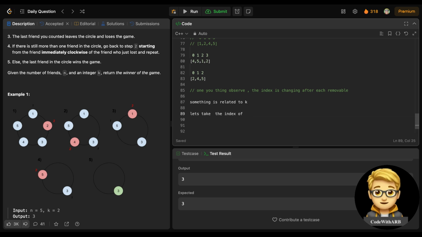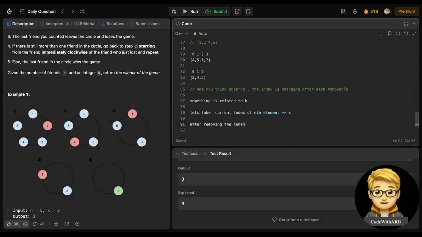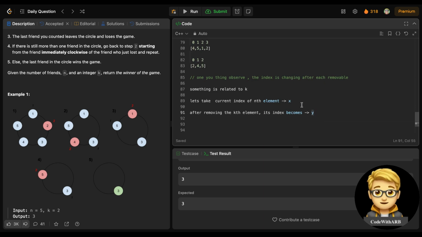Let's take the current index of the nth element as x, and now x becomes y after removing the kth element. Its index becomes y, right? So what's the relation between this y and x?